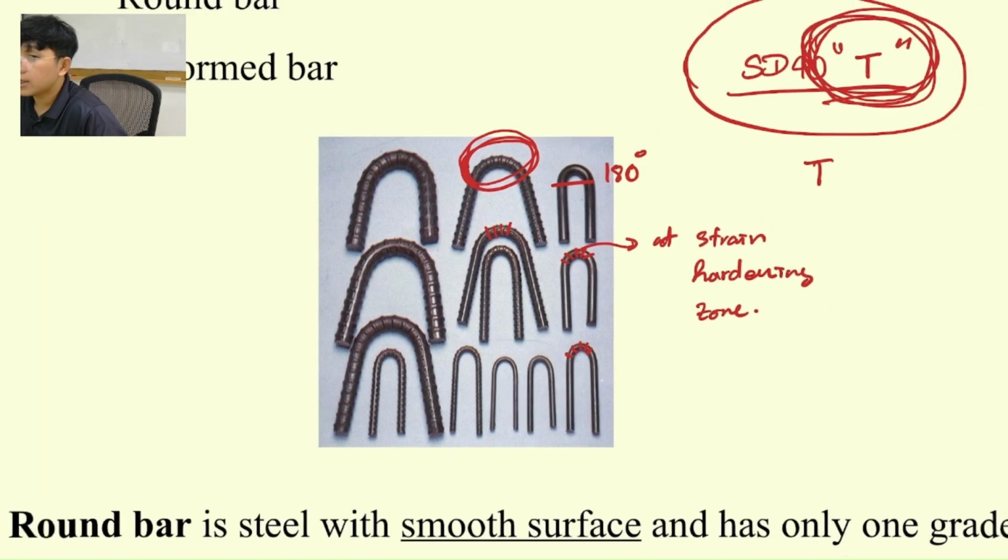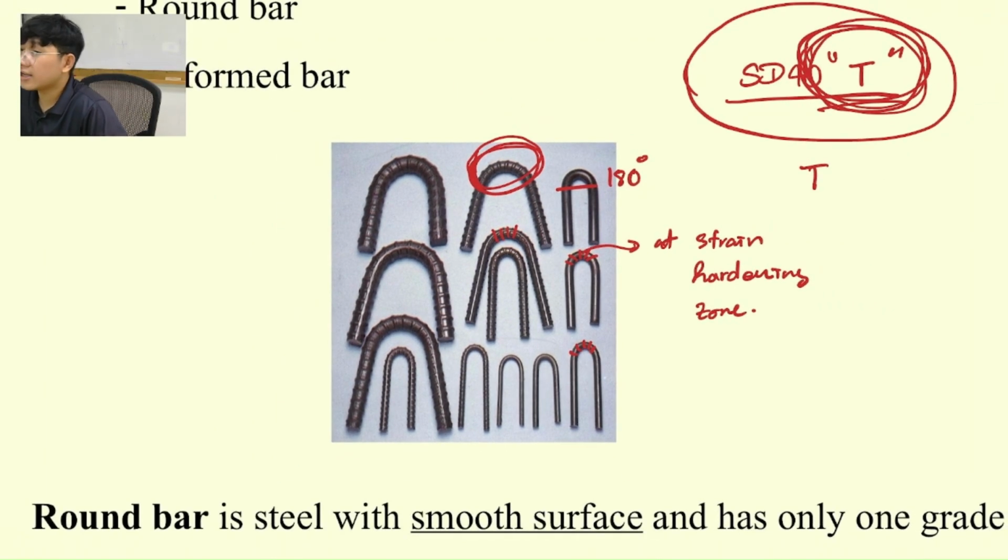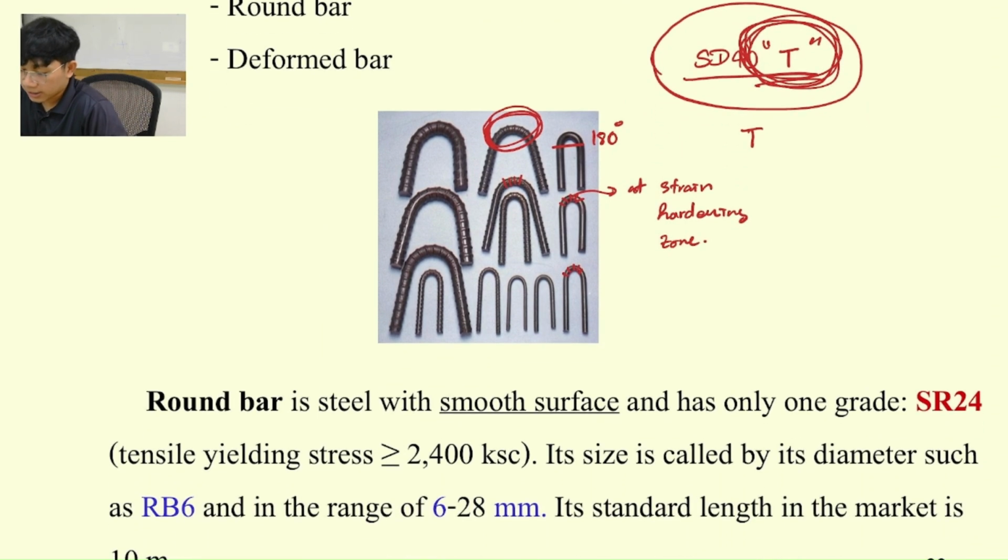But we don't want it to be in the strain hardening zone. We would like it to be in a normal condition, without applying any load. That's why we need to consider bending. So how do we test it?